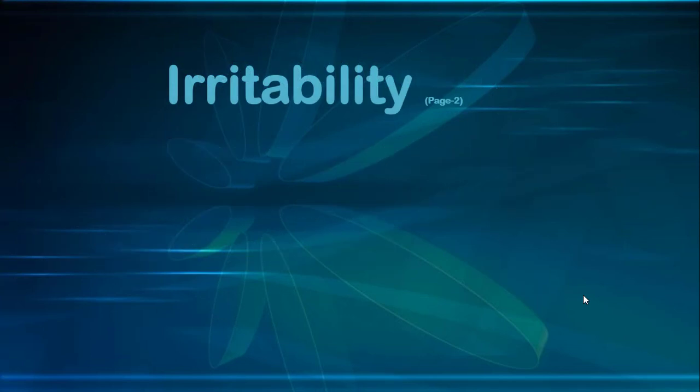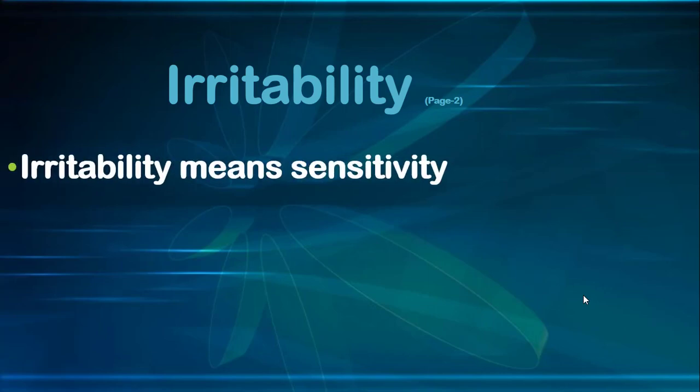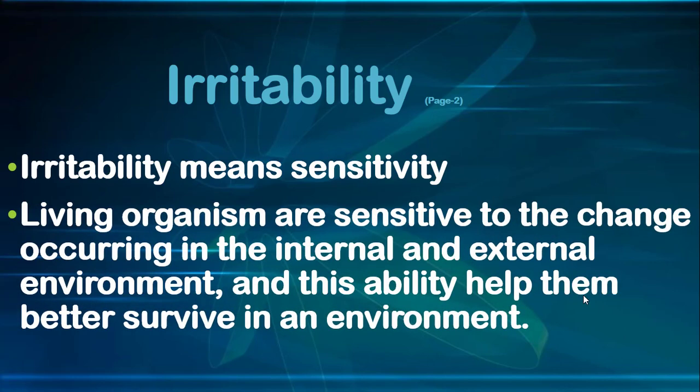Next, we are going to study irritability. Irritability is another word for sensitivity. Most living organisms are sensitive to the changes in their environment. Living organisms are sensitive to the changes occurring in the internal or external environment, and this ability helps them better survive in an environment. What is meant by internal and external environment?